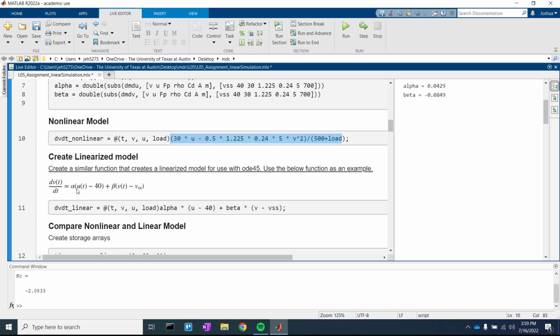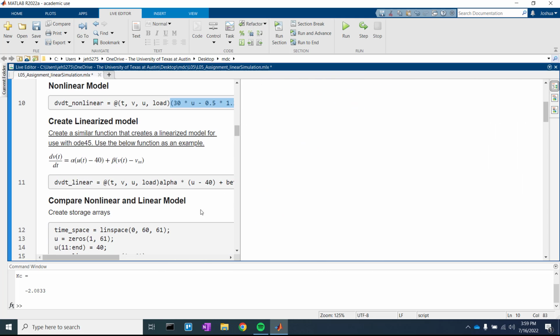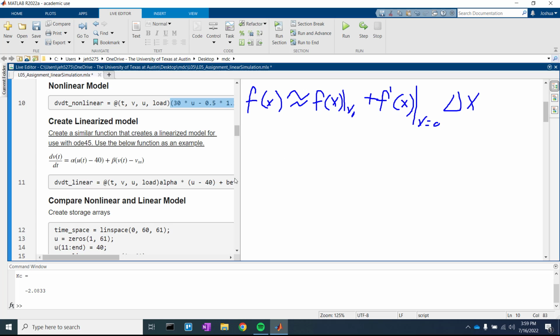Now we need the linearized model. Let's look at this, and hopefully this makes sense. Our linearized model, we're going to write this out because this is the most important part right here. Let's just start with our initial one more time. f of x is roughly equal to f evaluated at x0, plus f prime of x, evaluated at x equals 0, times delta x.